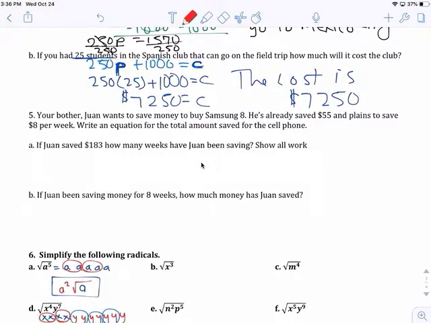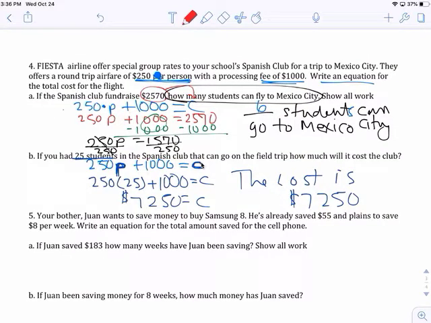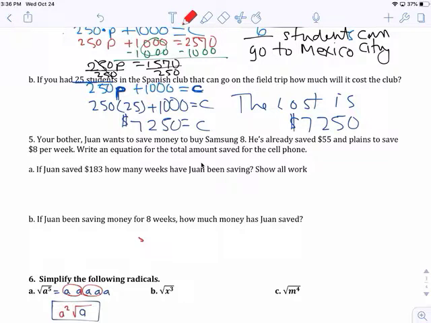And now, we did this in class, or started in most classes, and we had to finish B. Your brother Juan wants to save money to buy a Samsung 8. He's already saved $55. And "already" means plus. Plan to save $8 per week. "Per" means times weeks. So it's $55 plus $8 per week. Write an equation for total amount saved. So it's A for the amount saved.